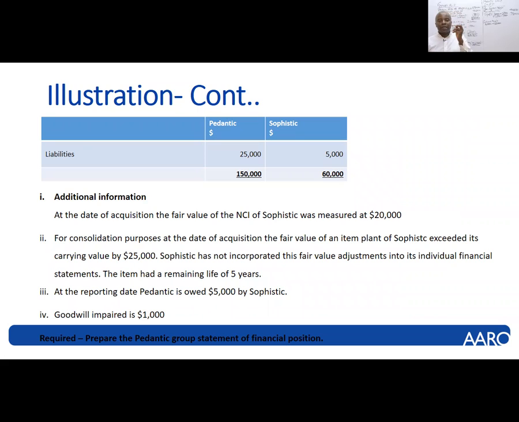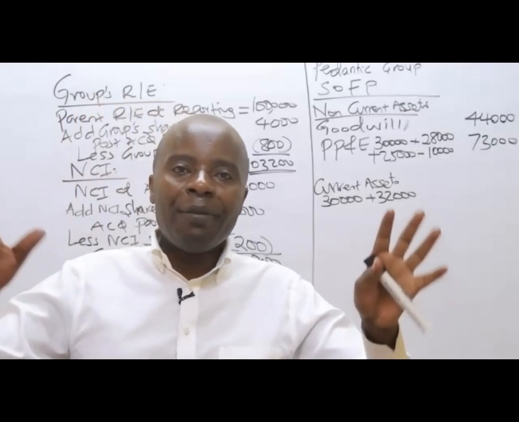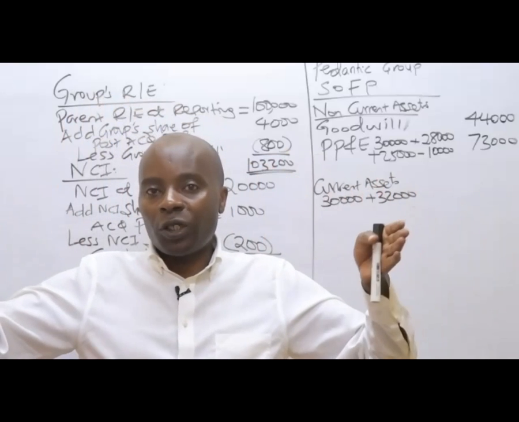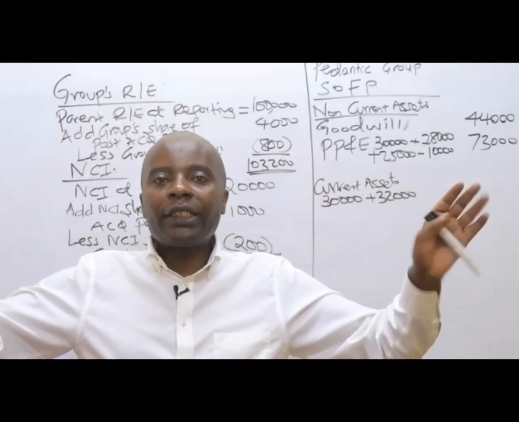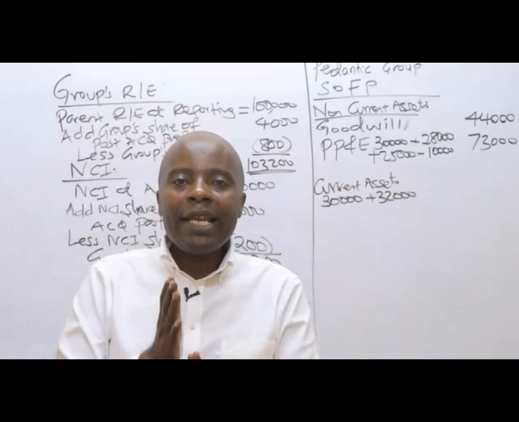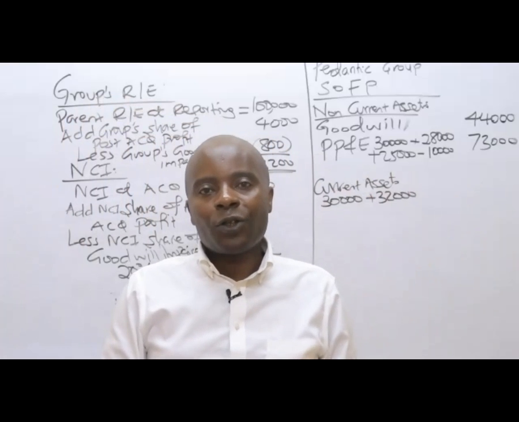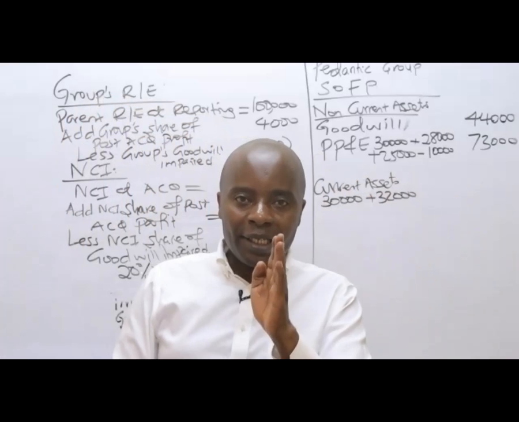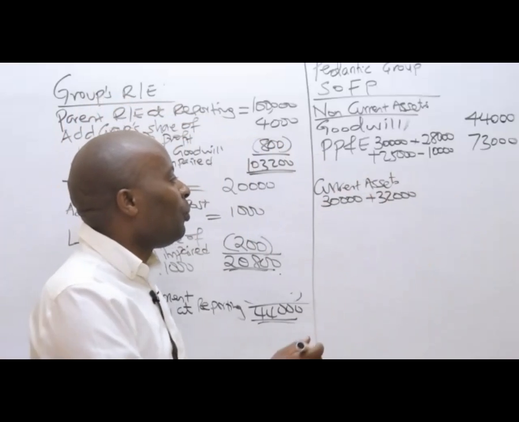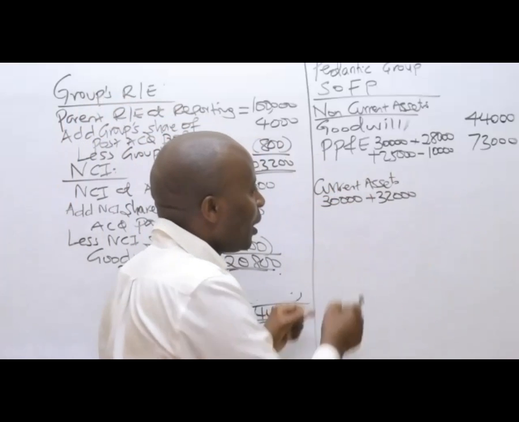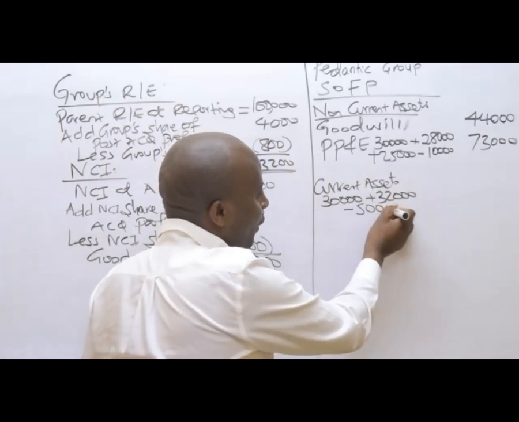So Pedantic has booked a fake receivable. A receivable within the group can never be genuine. Remember, our assets and liabilities which are genuine are the ones that have connectivity with external sources. But anything that we expect to be paid internally, that has to be eliminated. So that intra-group receivable of Pedantic has to be eliminated in the current assets because receivable is a current asset. So come and tell us minus 5,000.